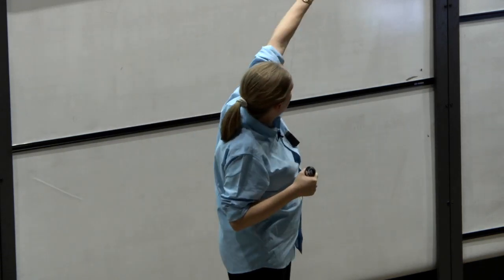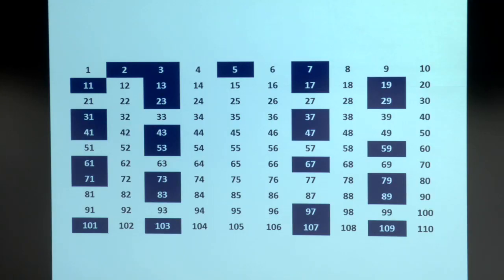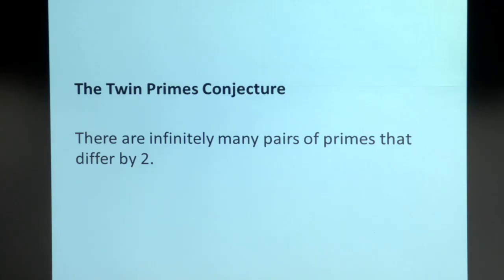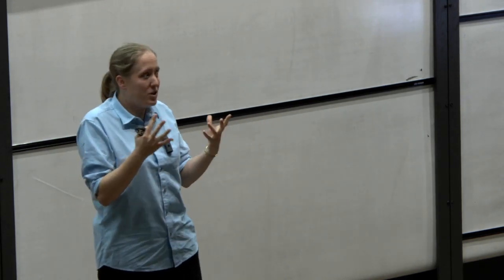So there are these primes that differ by 2, like 3 and 5, like 29 and 31, like 107 and 109, pairs of primes that differ by 2. We know there are infinitely many primes, so the question is, are there infinitely many pairs of primes that differ by 2? And this is called the Twin Primes Conjecture. So the conjecture, the prediction, is that there are infinitely many pairs of primes that differ by 2. And there are some plausible reasons for thinking that this should be true.